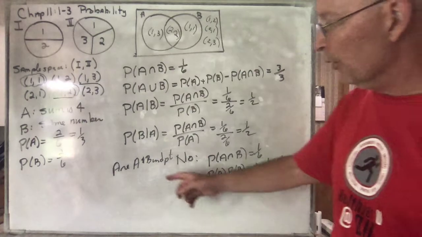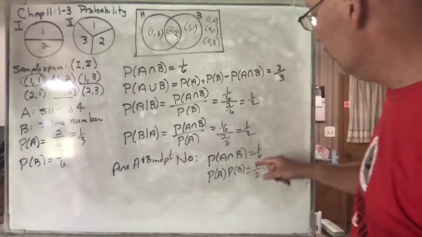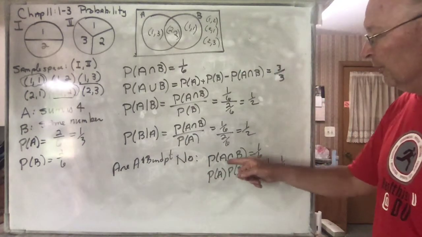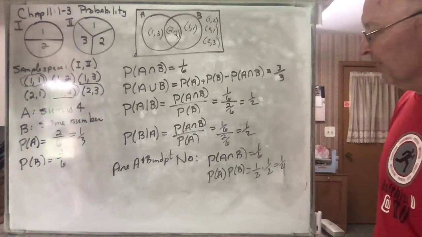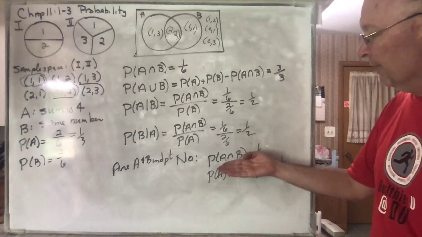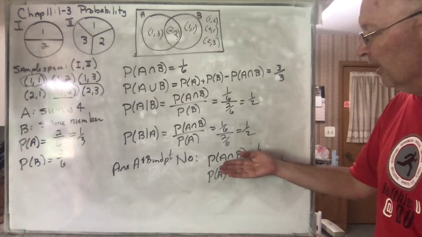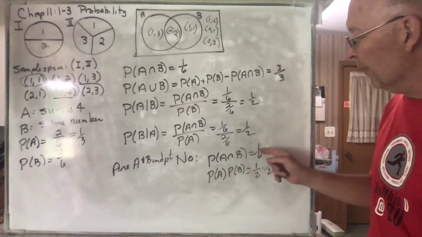Are A and B mutually exclusive? No, they're not, because to be mutually exclusive means they can't both happen at the same time. And if they don't happen at the same time, that means the probability has to be 0.